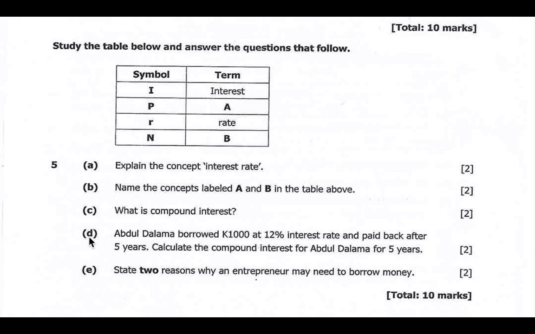On the other question there, we are given D: Abdul Darama borrowed 1,000 at 12% interest rate, and he paid back after 5 years. Calculate the compound interest for Abdul Darama for 5 years. So we are looking at compound interest. Compound interest can be given with this formula.